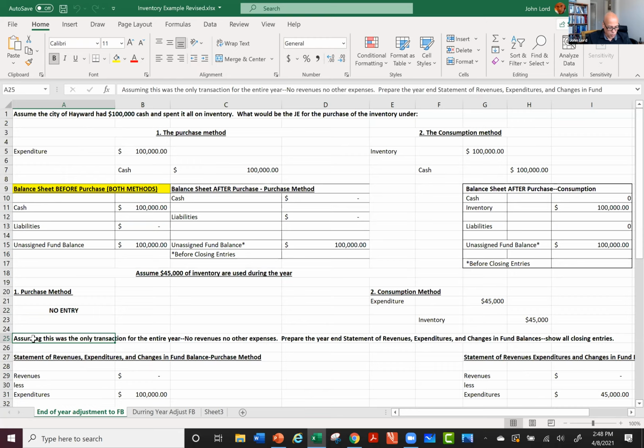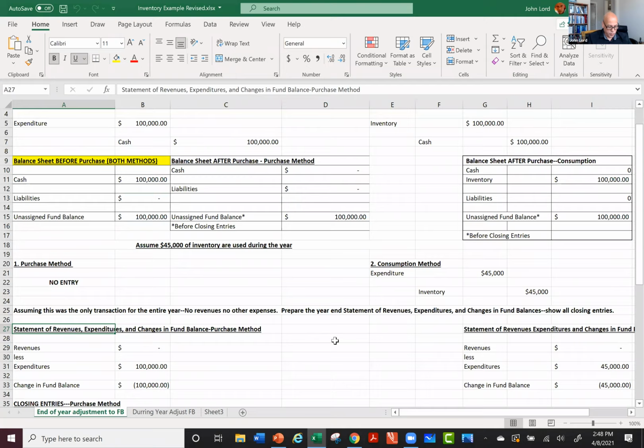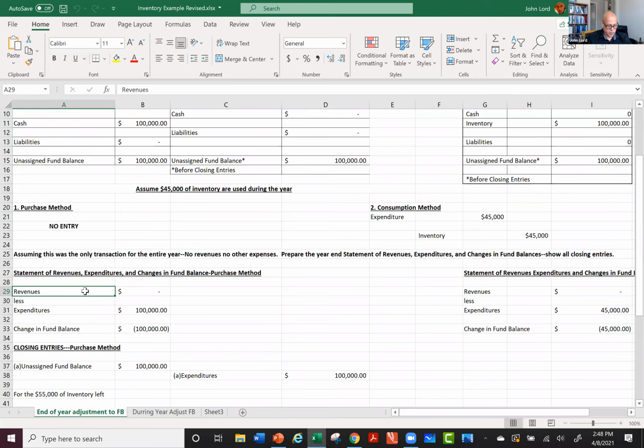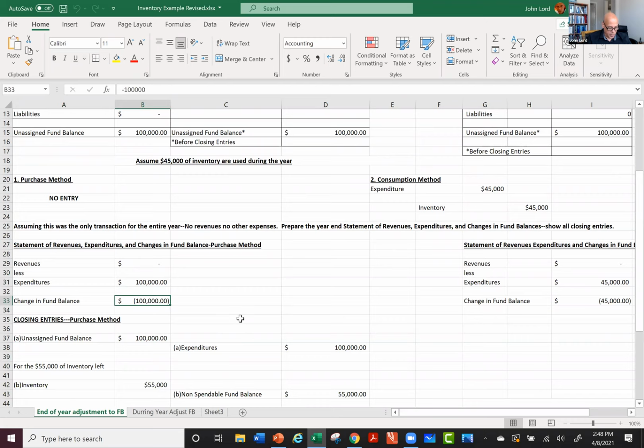Now what happens? This was the only transaction for the entire year, and I'm going to go ahead and prepare the statement of revenues, expenditures, and change in fund balance now under the purchase method. So what happens? My revenues are zero in this example. I just didn't deal with revenues at all here. My expenditures are 100,000. So I have a negative change in fund balance of 100,000. So what happens now to close that change in fund balance? I'm going to credit the expenditure.